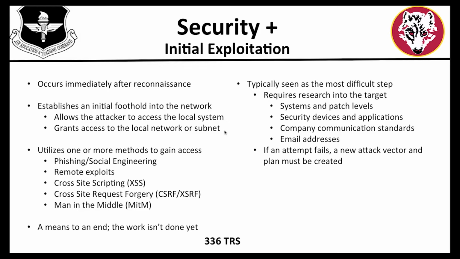The next ones are going to be cross-site scripting and cross-site request forgery. This is going to typically require a website to be not configured properly, and then is going to exploit anyone that visits those web pages. And then another one that we will see very often is going to be man in the middle, where the attacker is gaining access to the target's network traffic and gleaning information that allows them to gain access to other systems. The initial exploitation phase is a means to an end.